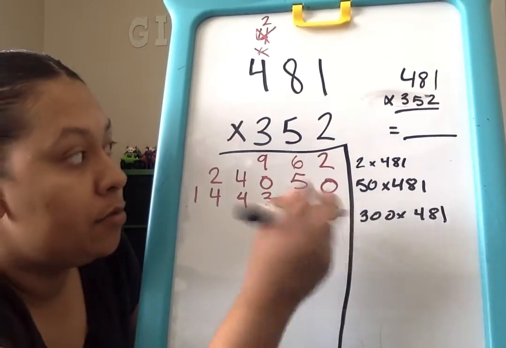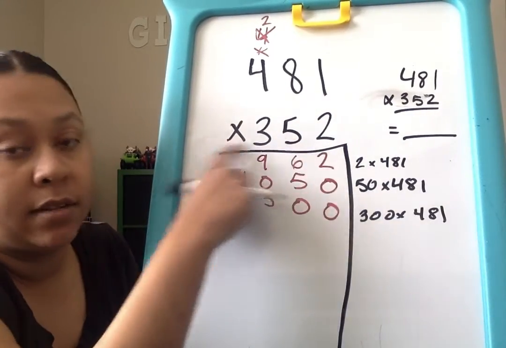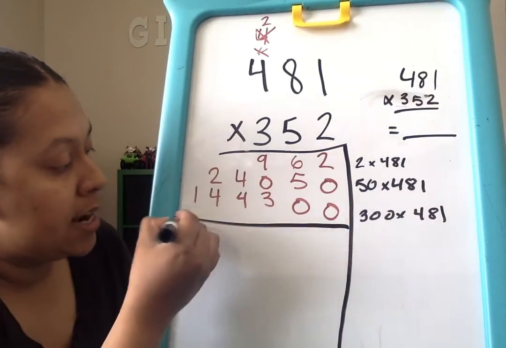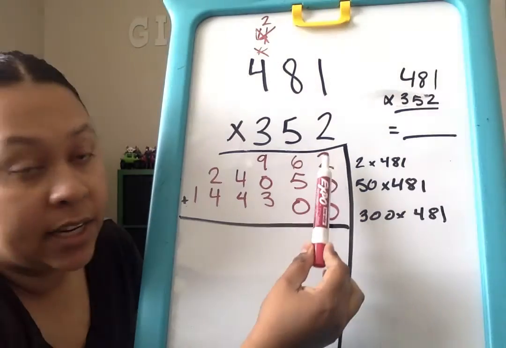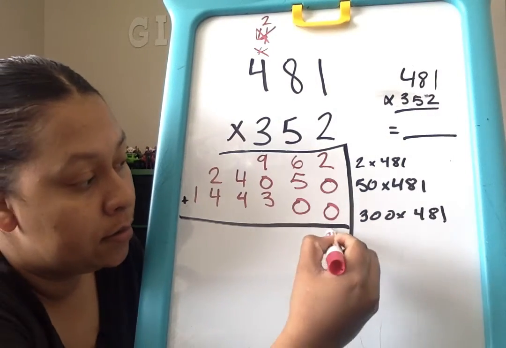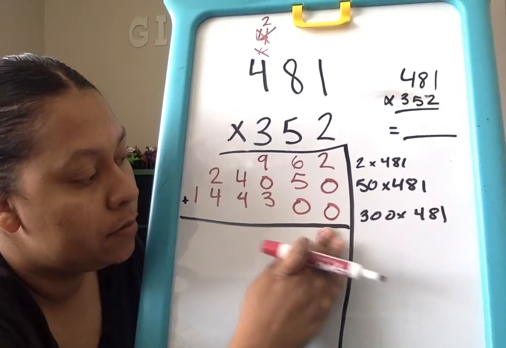Okay, so now we don't have any more digits to multiply down here. So now we just add them all together. Okay, so starting at the right, 2 plus 0 plus 0. 2.